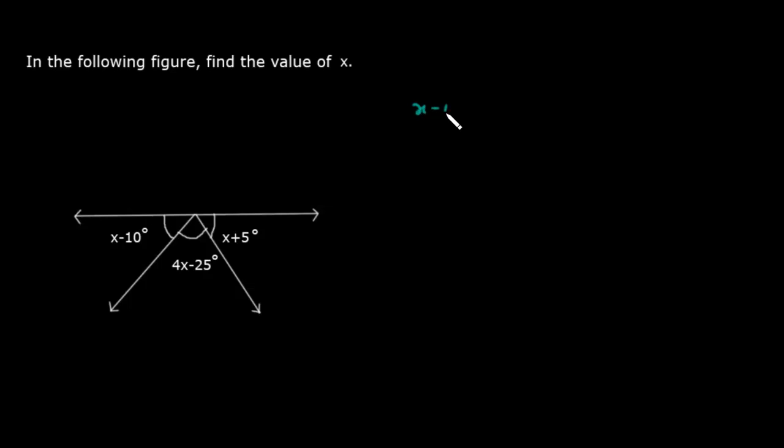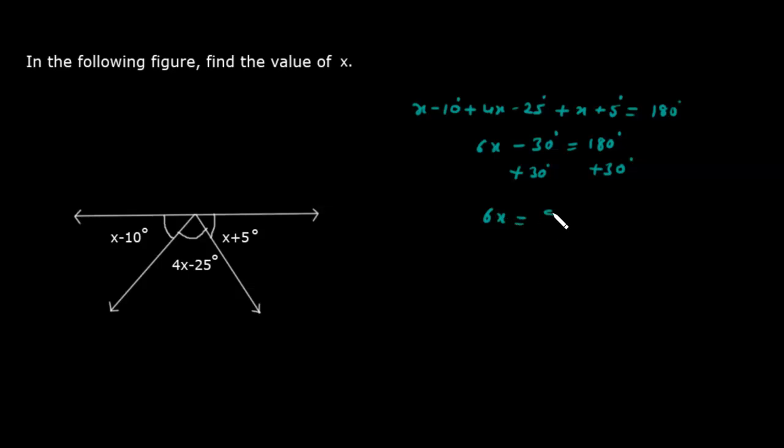So x minus 10 plus 4x minus 25 degrees plus x plus 5 degrees equals 180 degrees. Now these are all degrees. Now this equals 6x minus 30 degrees equals 180 degrees. Now adding 30 to both sides, this is 6x equals 210 degrees. Now dividing both the sides by 6, x is 35 degrees. So x is 35 degrees.